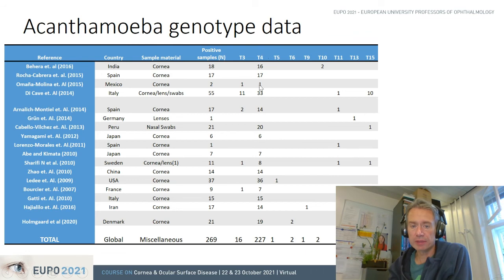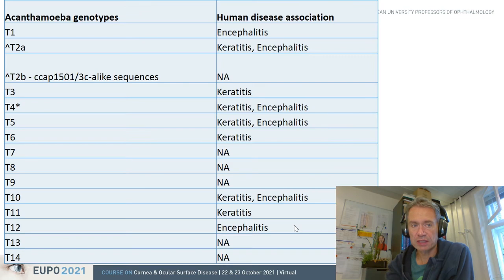And the genotype T4 is the genotype so far most commonly involved in infectious keratitis, and our data confirmed this. 19 out of the 21 that we had sequence data for were T4. Only 2 samples were not T4 but T6. This finding was actually quite conspicuous, because T6 has not really previously been identified in cases of infectious keratitis.